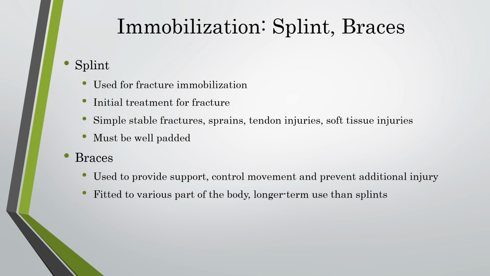The other immobilization interventions are splints and braces. A splint is used for fracture immobilization, initial treatment for fractures, simple, stable fractures, sprained tendon injuries, soft tissue injuries, and must be well padded. Braces are used to provide support, control movement, and prevent additional injury. They should be fitted to various parts of the body and are for longer term use than a splint.